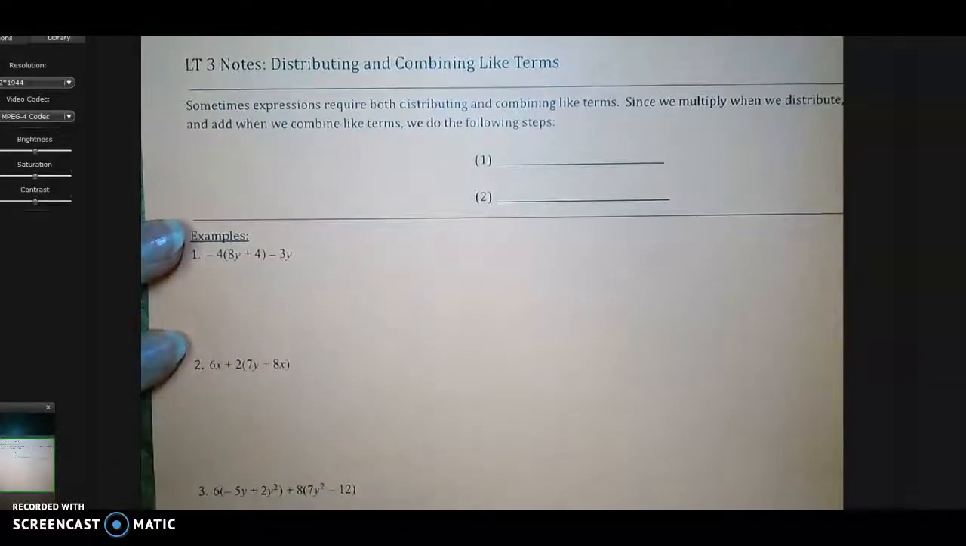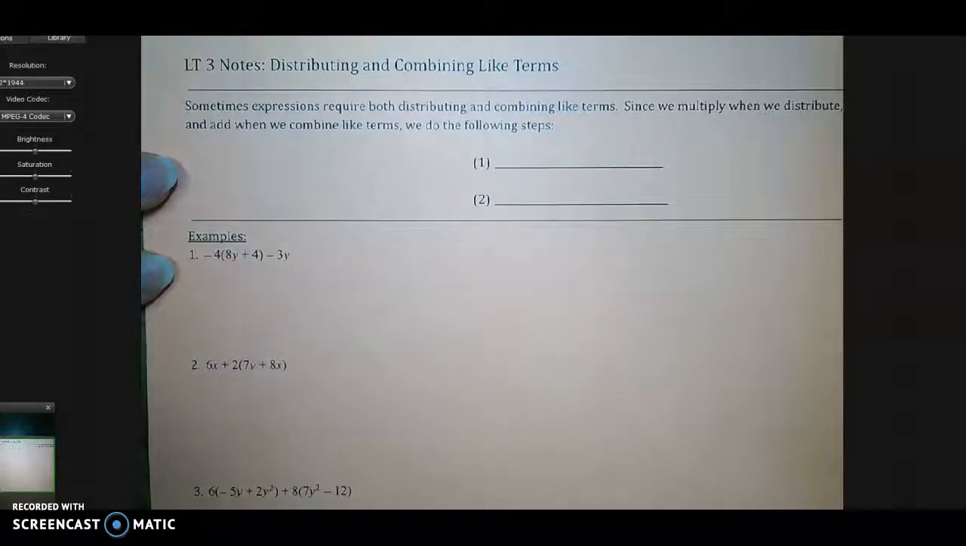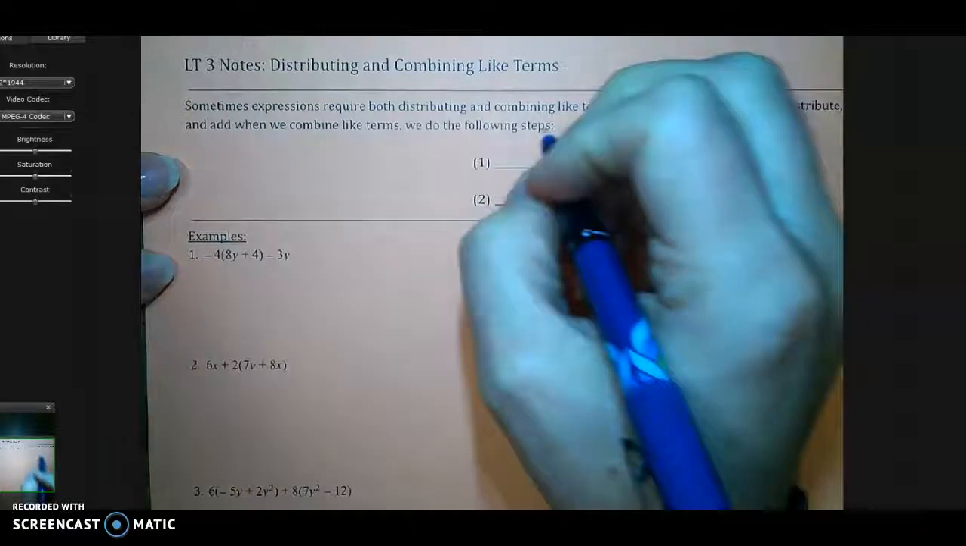All right. So today we've learned how to distribute, we've learned how to combine like terms. We're just going to put those two together. So sometimes expressions require both distributing and combining like terms. Since we multiply when we distribute and add when we combine like terms, we do the following steps.